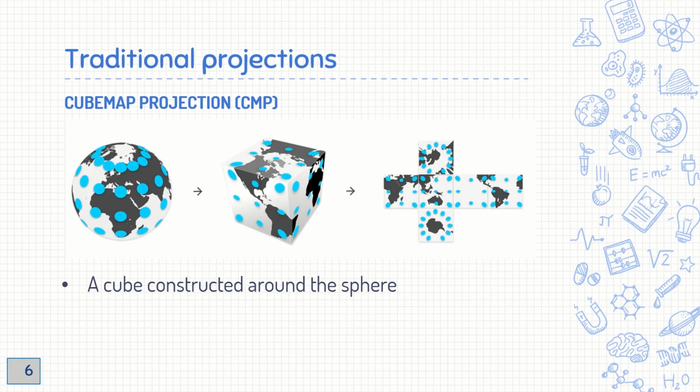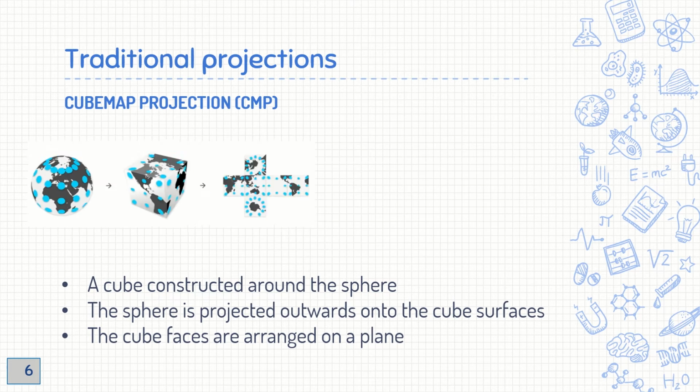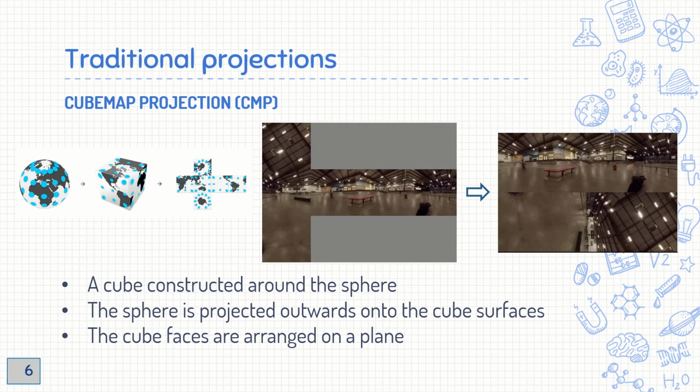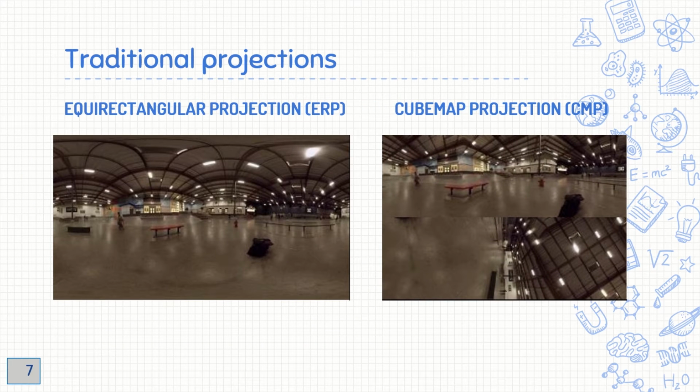One more traditional projection is QMap projection, or CMP. A cube is constructed around the sphere and the sphere is projected outwards onto the cube surfaces, like this. And then the cube faces are arranged on a compact plane. Both of these projections have relatively uniform quality among different areas, so streaming the whole video results in a waste of bandwidth, which causes delay and fluctuating quality.